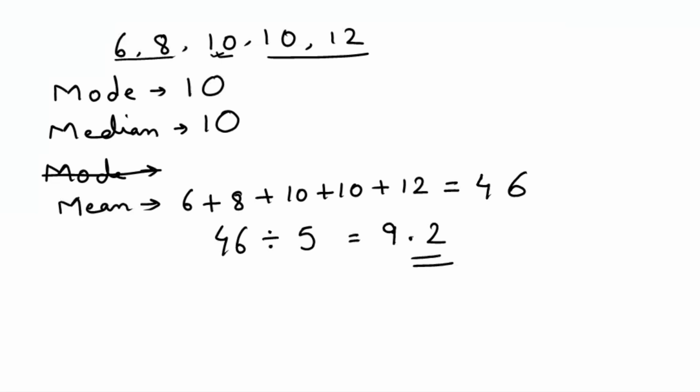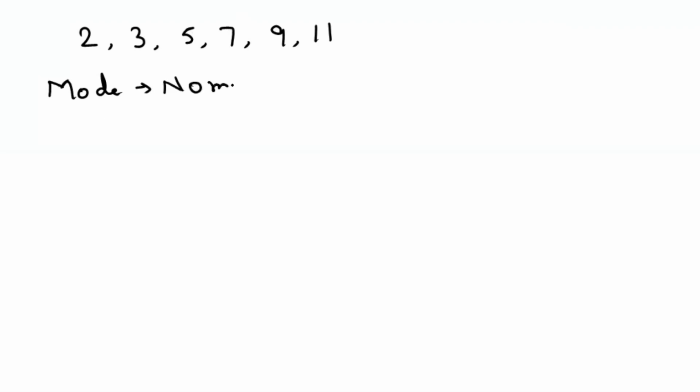Let's take the last question before we finish. The given data is 2, 3, 5, 7, 9, and 11. We have to find the mode, median, and mean. First, find the mode. Mode is the number that appears most of the time. Here, 2 appears one time, 3 appears one time, 5 also appears one time, 7 appears one time, 9 appears one time, 11 also appears one time. It means there is no mode.